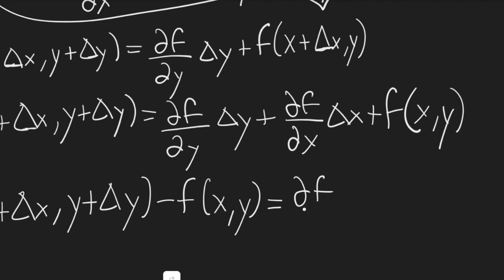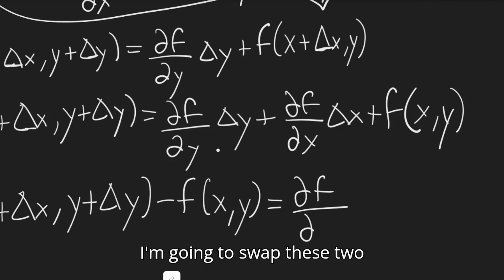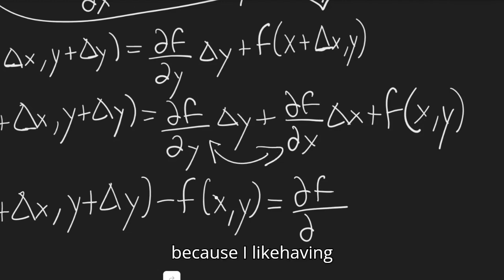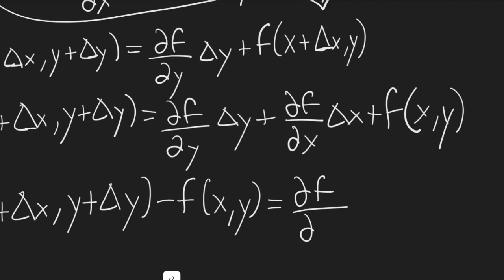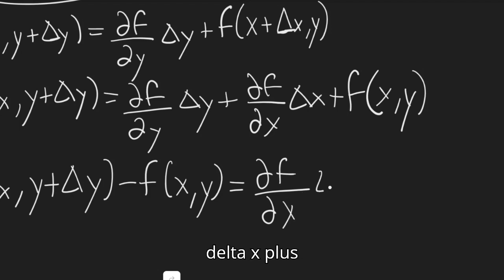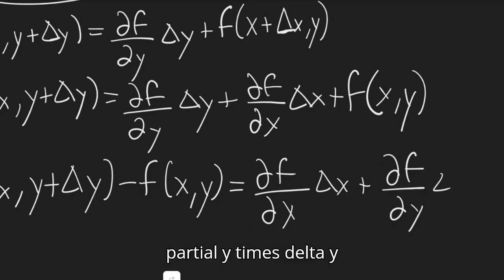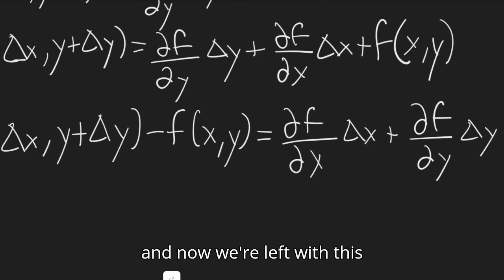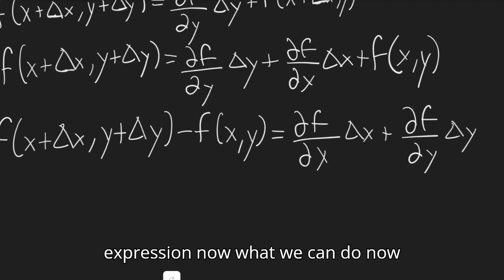partial f partial. I'm going to swap these two because I like having the x first, but remember that the order of the addition doesn't matter. So partial f over partial x times delta x plus partial f partial y times delta y. And now we're left with this expression.